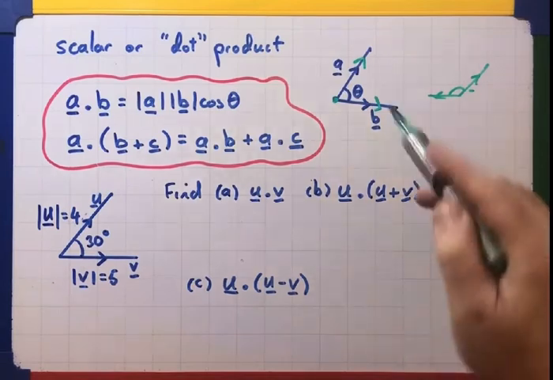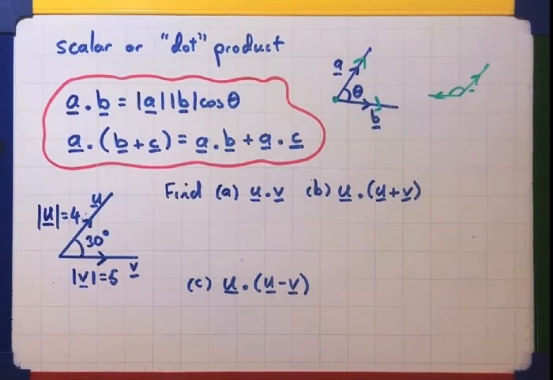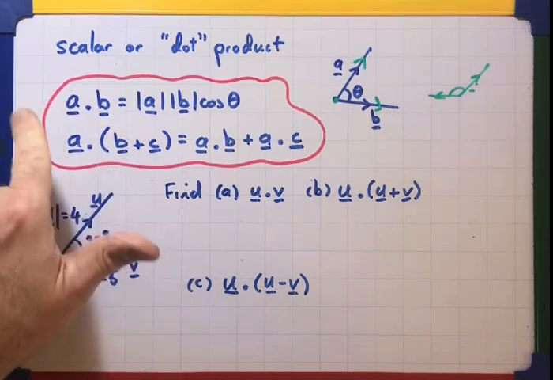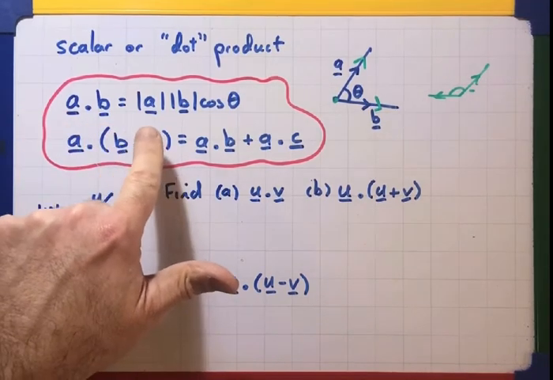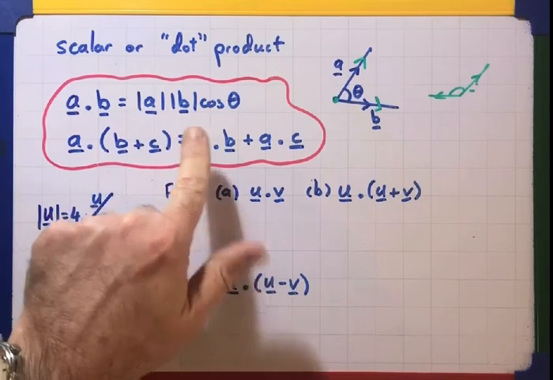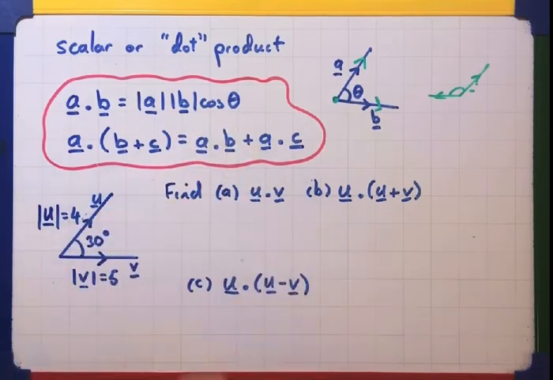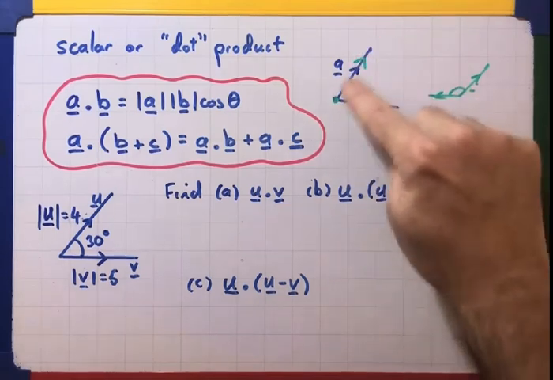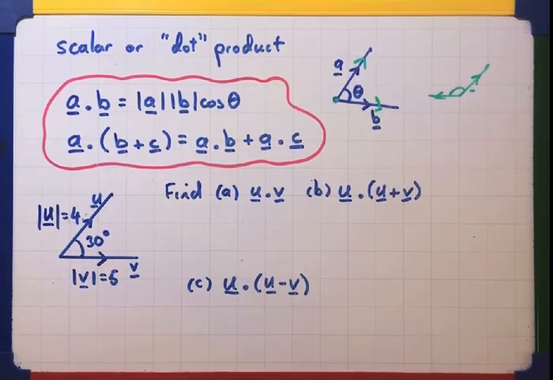Okay, so it's two vectors coming out from a point. Then this dot product, or scalar product, is equal to the magnitude of A times the magnitude of B times the cosine of the angle between them. But as I said, remember it's important it's the vectors coming out from a point.